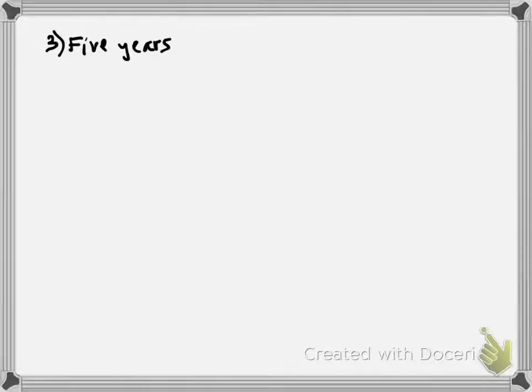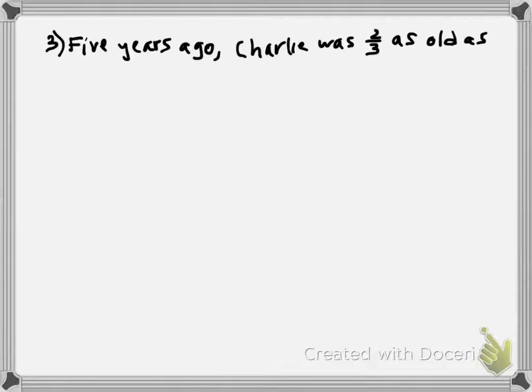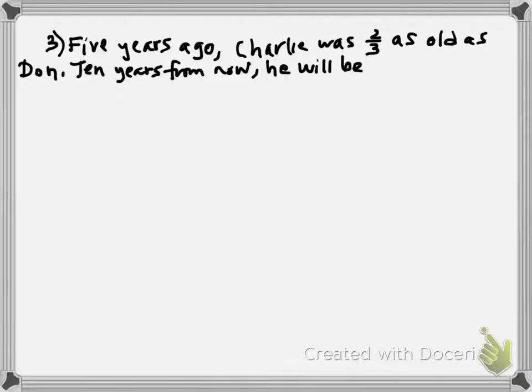5 years ago, Charlie was 2/3 as old as Don. Ten years from now, he will be, meaning Charlie, 5/6 as old as Don. How old is each now?